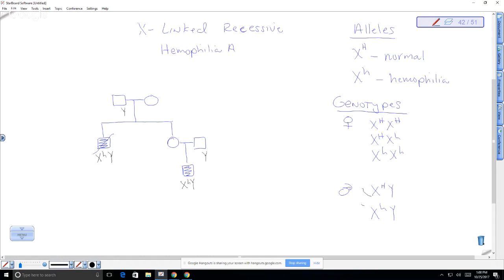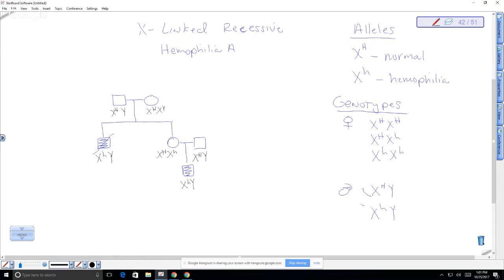Okay. So I know that this male did not have it, so he had to be big H. This male did not have it, so he had to be big H. So what must the females be? They are carriers, right? They have to be carriers because the males get their X chromosome from their mother, not from their father. So X, H, X, H.